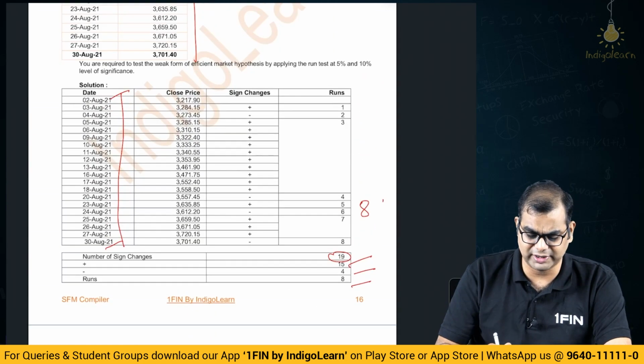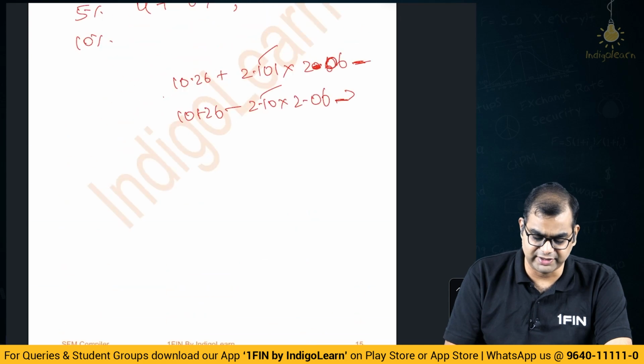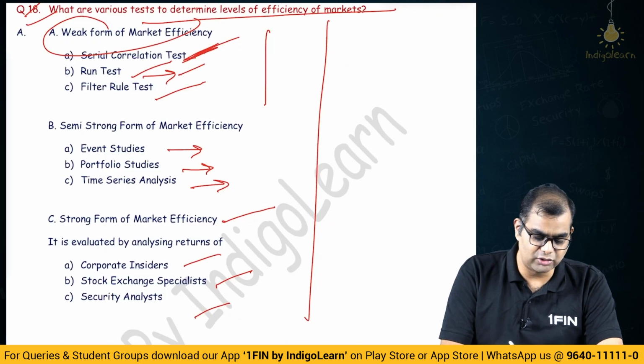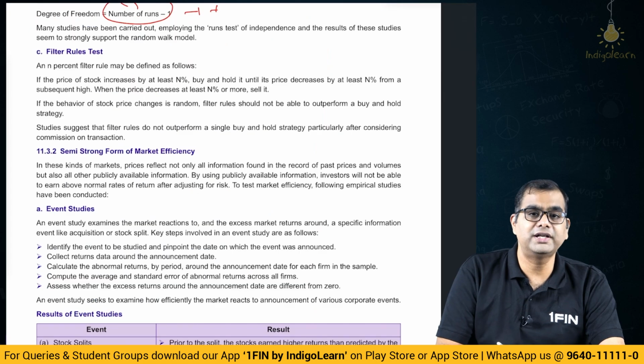Okay, very simple problem. You can actually look at it in the compiler that I have given. We have finished these two, serial correlation and run test. Now let us go to the filter rule test. What is the filter rule test?